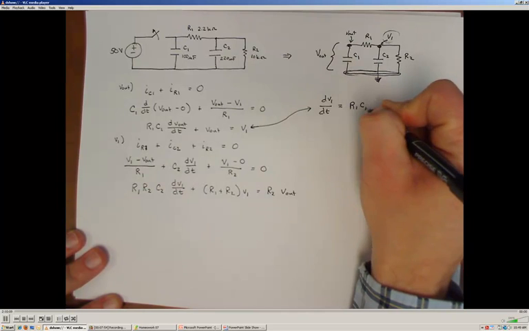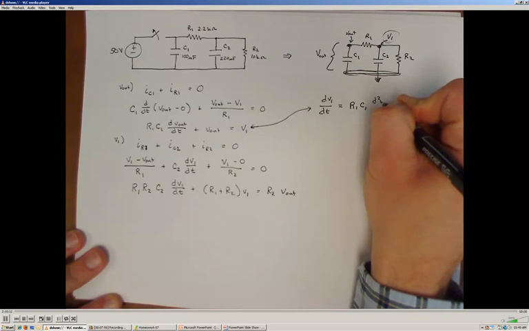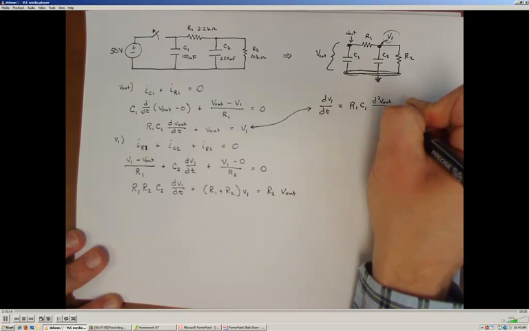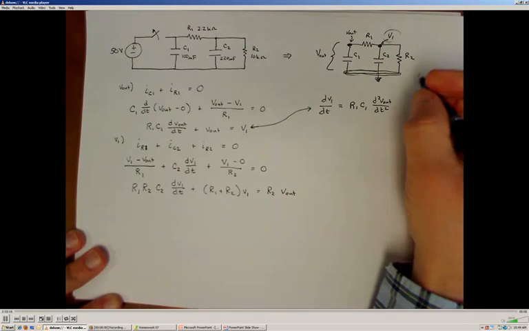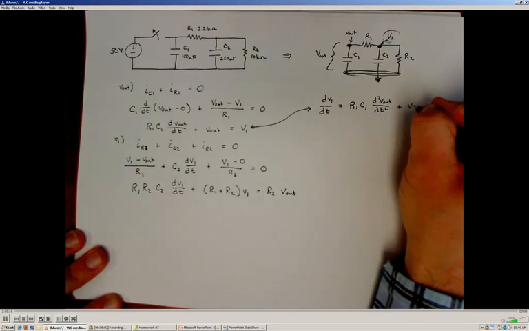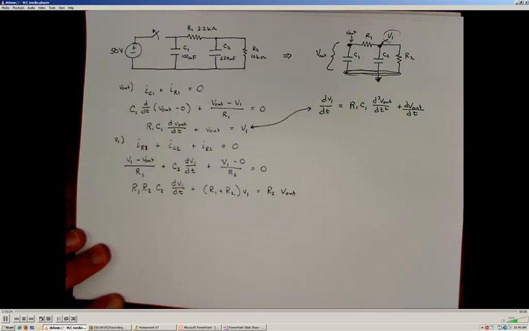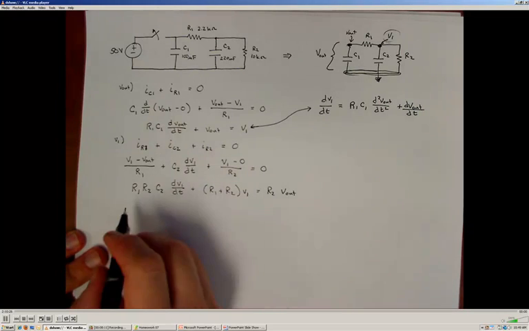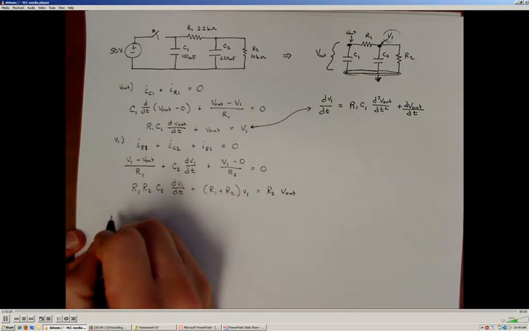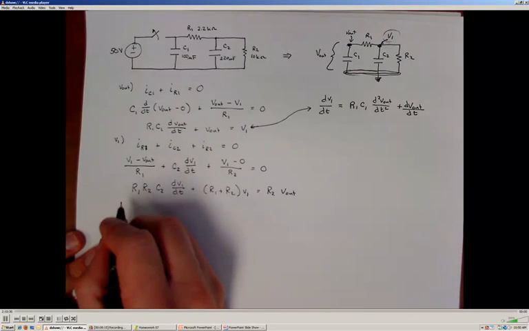R1 C1 d squared V out dt squared plus dV out dt. This becomes messy, an algebra nightmare, but we can handle it.